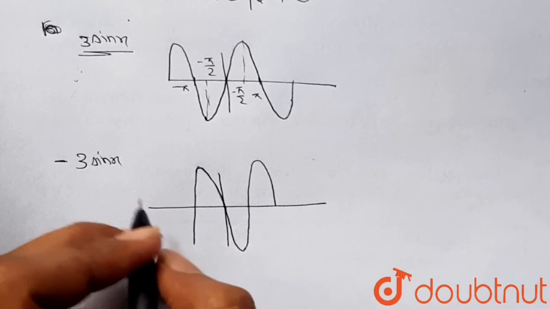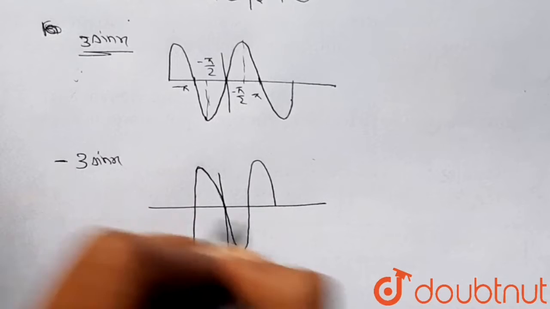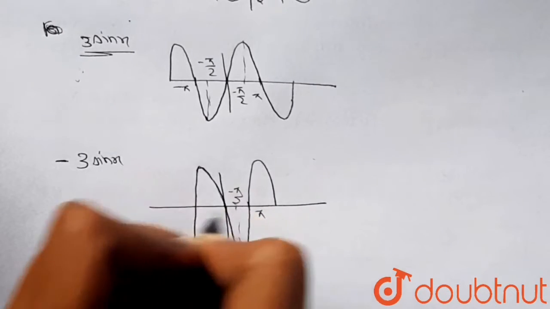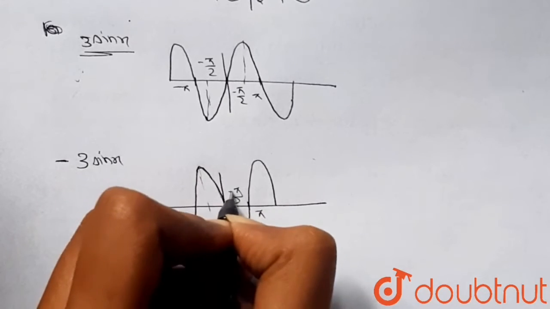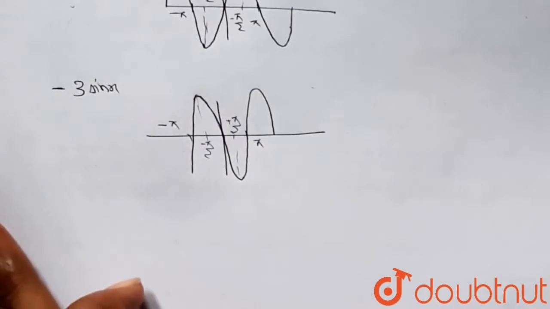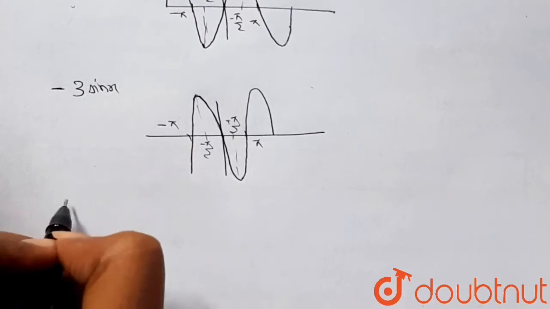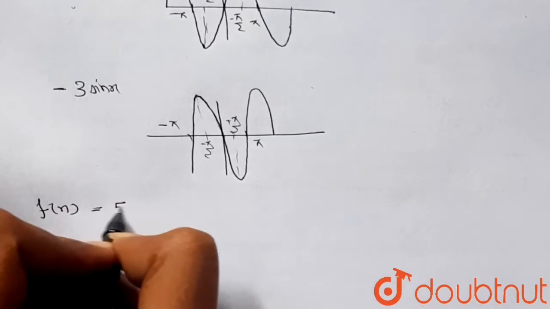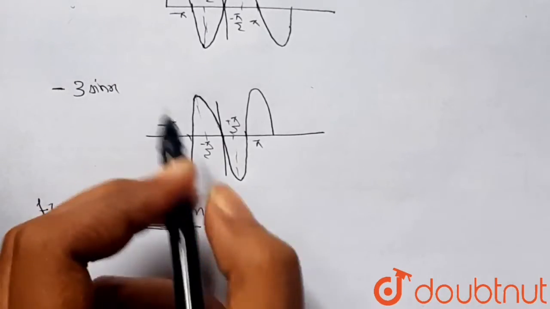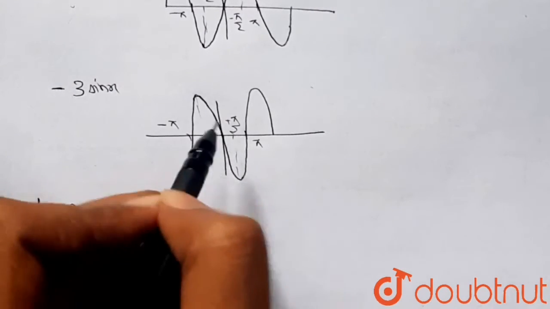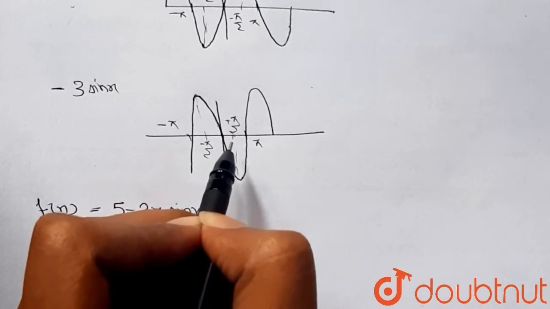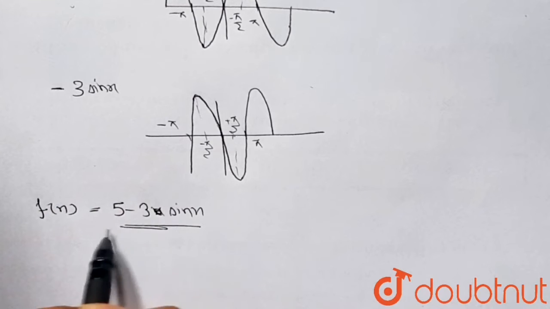So this will be the final graph for minus 3 sine x with the same values, plus pi by 2, minus pi by 2, pi, and minus pi. Now let's add 5 in this function. So this will finally become our given function, that is 5 minus 3 sine of x, right? So we have to add 5. So what will happen here is, whatever value we are getting at any point of x, that value will be increased by 5 in this function, right?